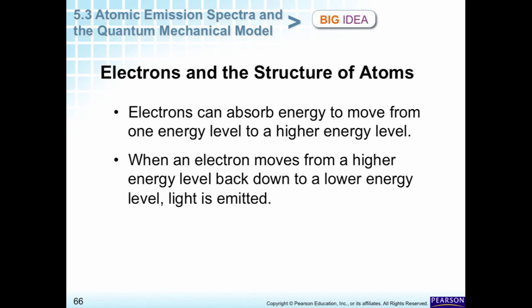Okay, so the big idea for this section is electrons and the structures of atoms. Electrons can absorb energy to move from one energy level to a higher energy level. When an electron moves from a higher energy level back down to a lower energy level, light is emitted.